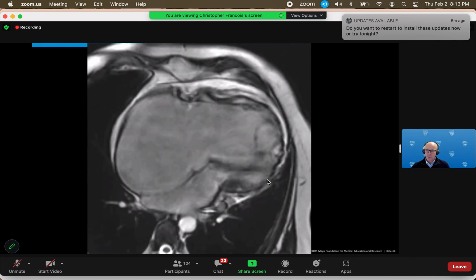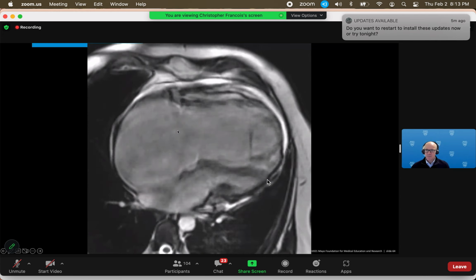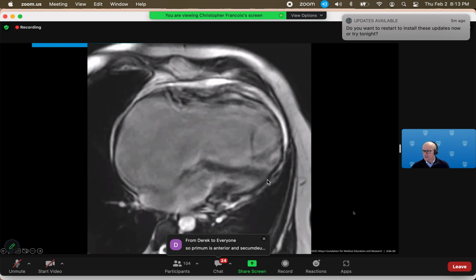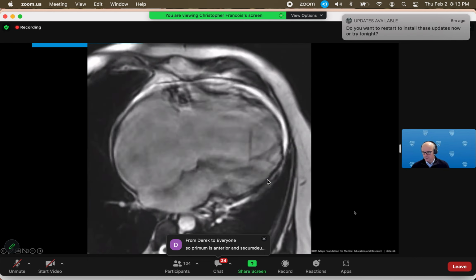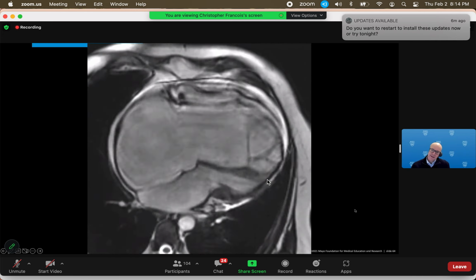This is a 34-year-old. We have a cardiac MRI right now. This is a 4-chamber view. The right atrium is humongous. So a primum defect is going to be right next to the mitral valve and tricuspid valve, so a little bit more anteriorly located. The secundum defect is in the middle of the atrial septum, so it's going to be a little bit further back than a primum ASD.